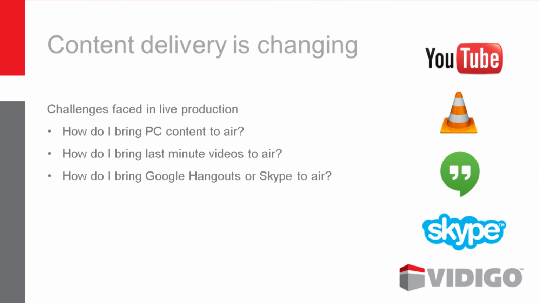Let's start off. Basically, the world of content delivery is changing. And as I mentioned before, there can be some challenges in a control room or a master control room getting PC content on air. You want to use YouTube or Google Hangouts, grab a portion of a web page, for instance, playback odd codecs that are not supported by your video mixer or playout system. VidiGo Toolbox helps do all these things.